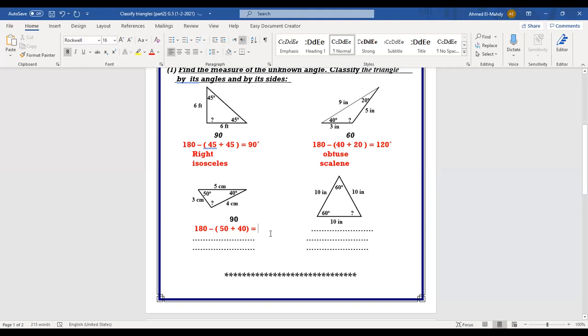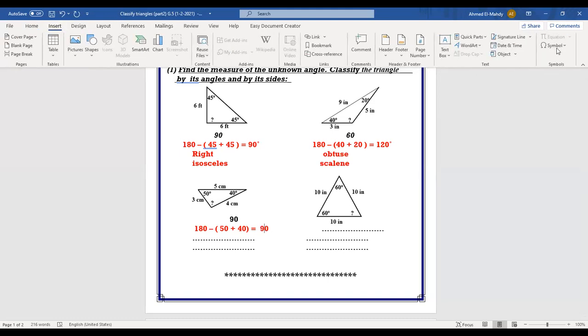0 minus 0 is 0. And 18 minus 9 is 9. Then this triangle, the measure of the unknown angle is 90 degrees.